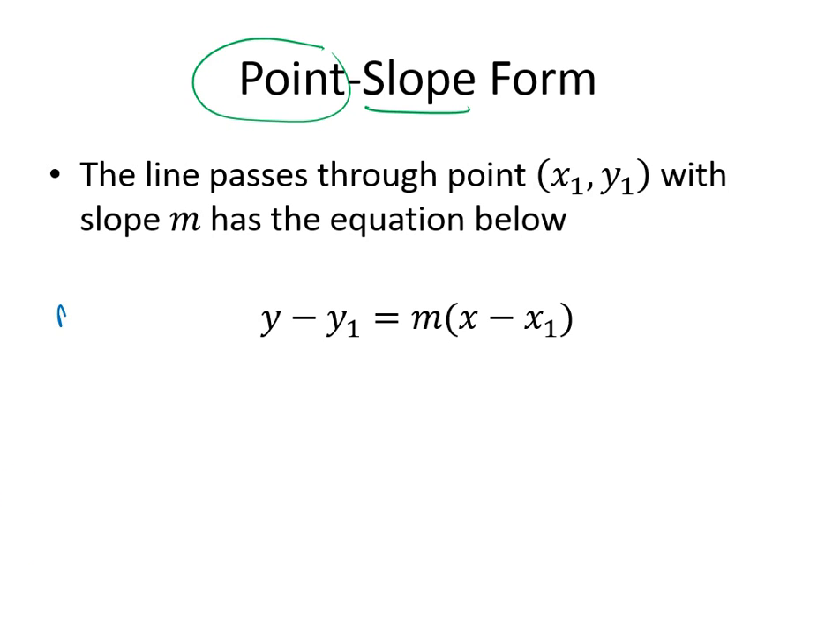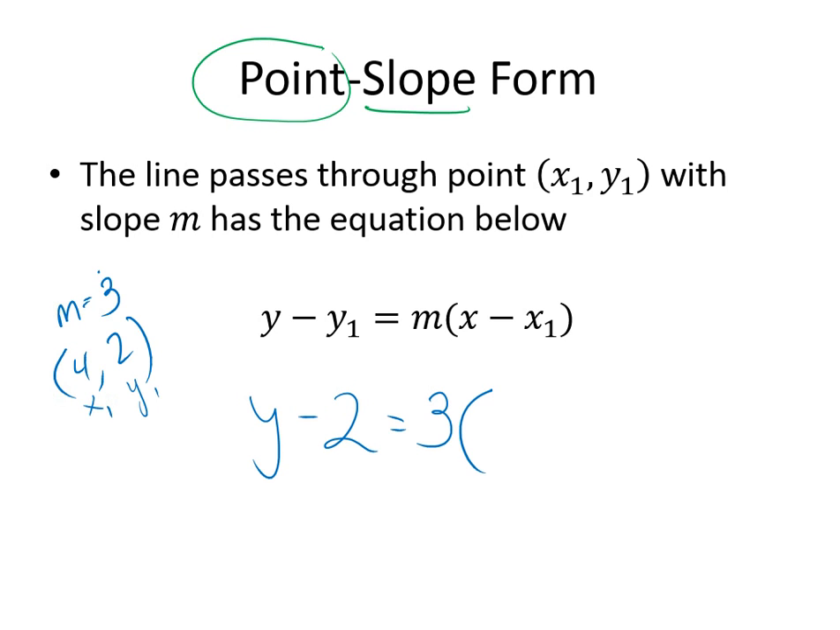So if I said that the slope was 3 and I have a point (4, 2), all I'm going to do is plug this in for the m and this in for the x1 and this in for the y1. Now you're going to have two variables, x and y. So I'm going to have y minus 2 is equal to 3 times (x minus 4). And there you go. There's point slope form. Done. It's easy.